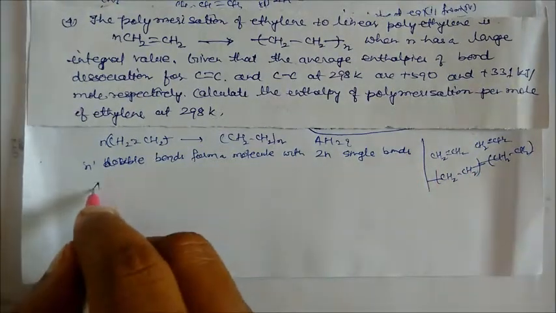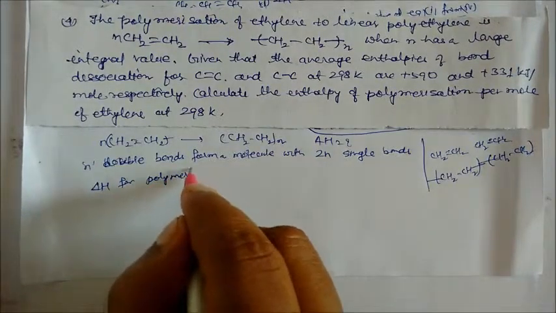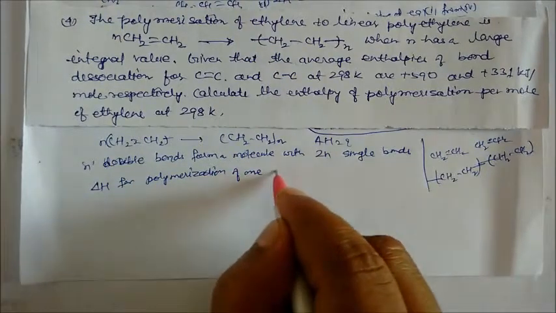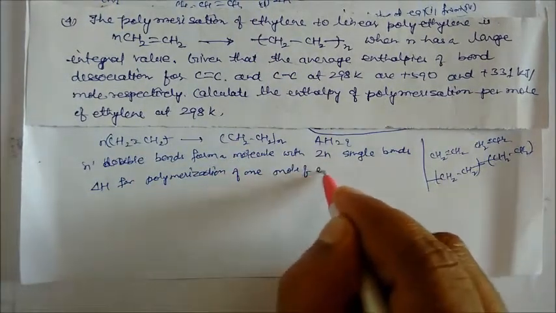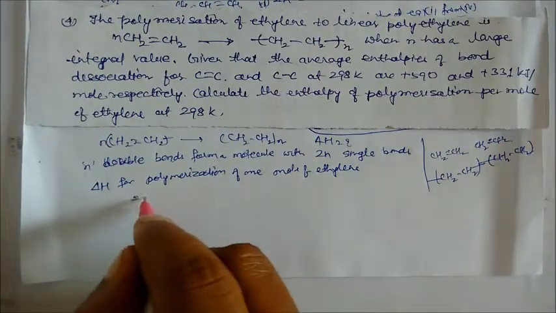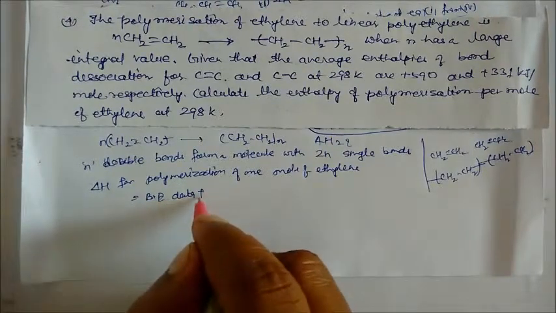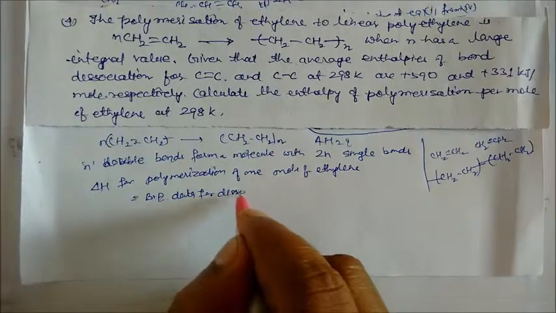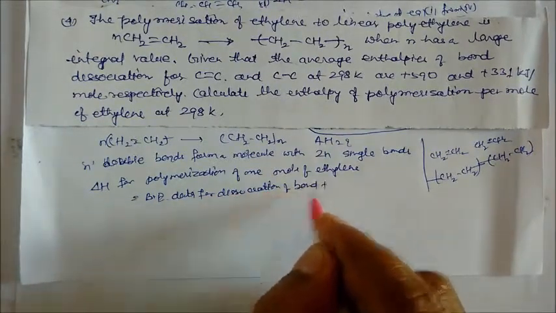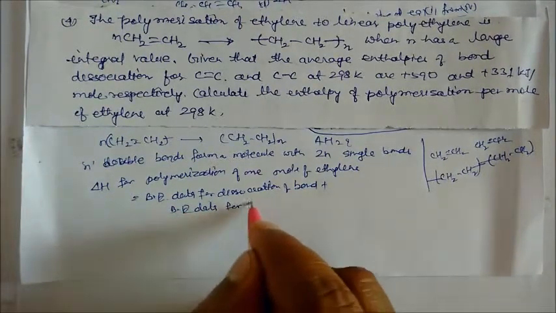Okay, so delta H for polymerization of 1 mole of ethylene. So 1 mole of ethylene will be how much? So it is nothing but the bond energy data for dissociation of bond, plus bond energy data for formation of bond.